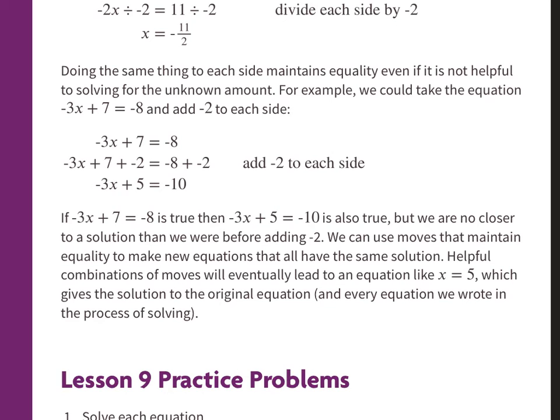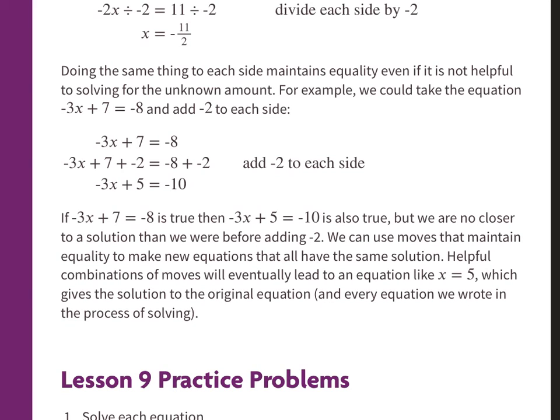Doing the same thing to each side maintains equality, even if it's not helpful in solving the unknown amount. For example, we could go negative 3x plus 7 equals negative 8 and add negative 2 to both sides. Okay, but that makes no sense because there's no negative 2. We don't need to get rid of it. It's just adding a step. Okay, and that says that down below. It says we are no closer to a solution than we are before adding number negative 2.